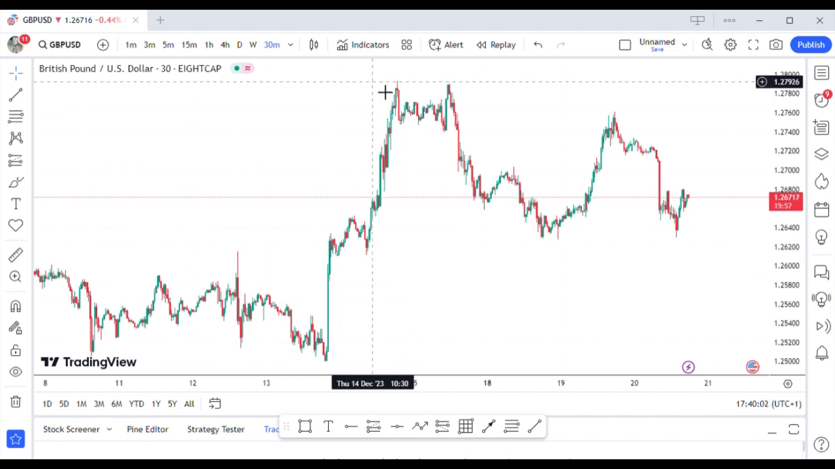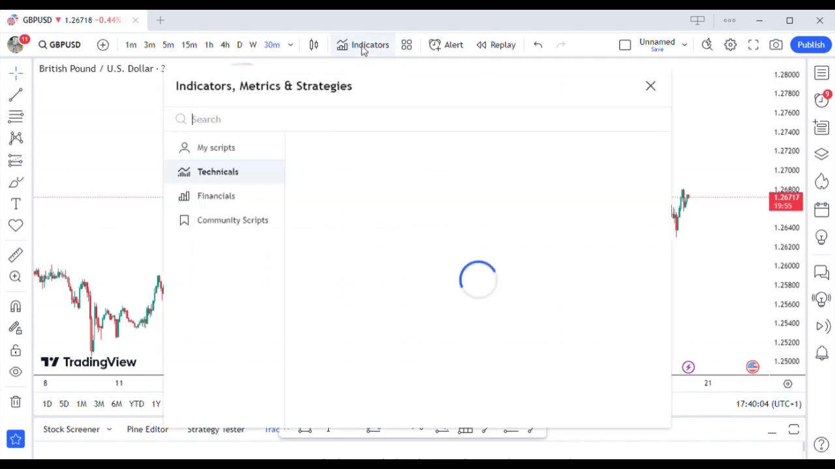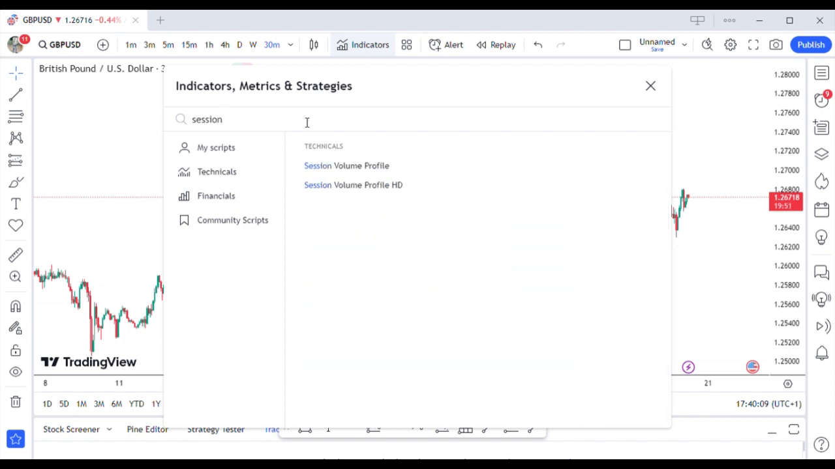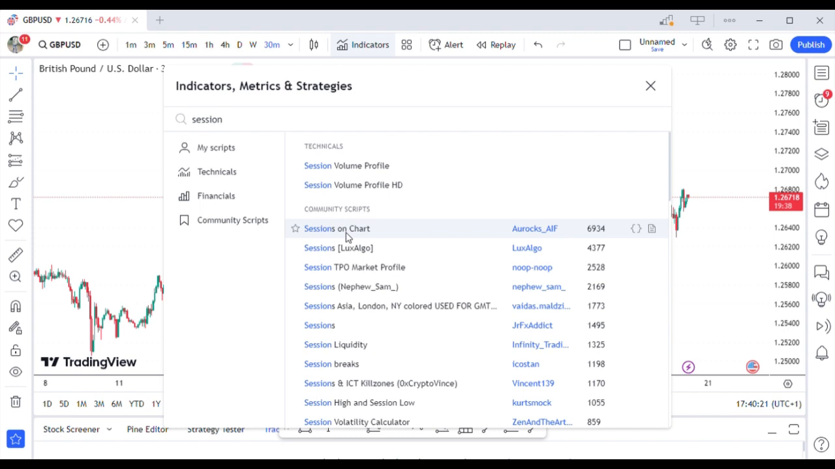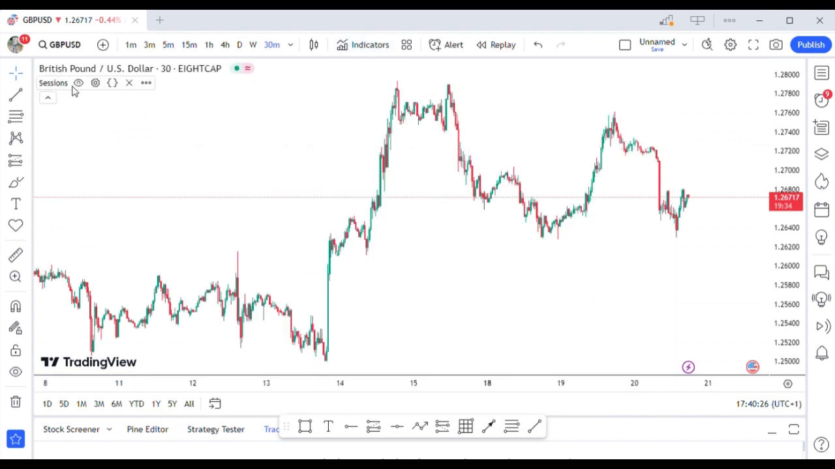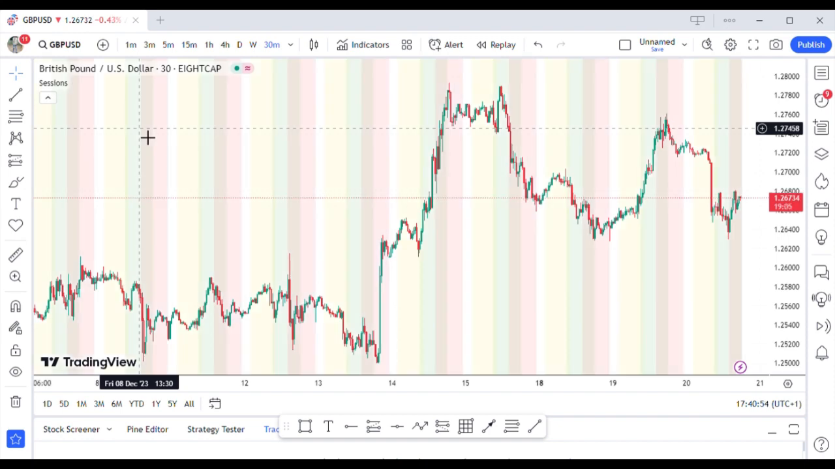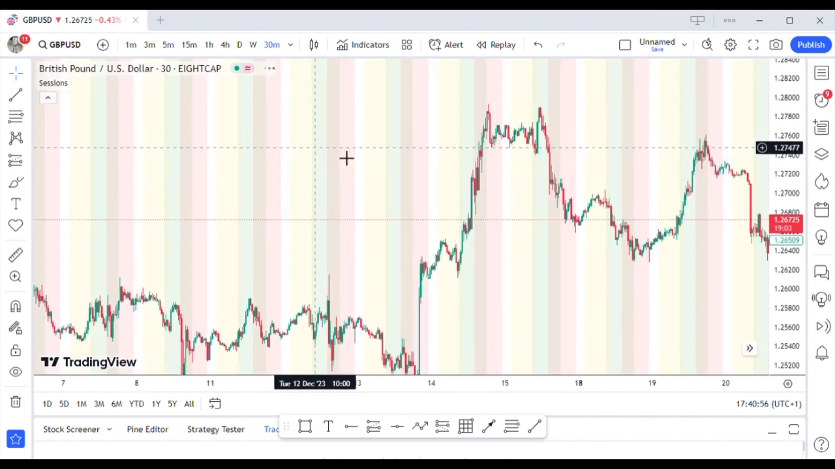So go to your chart, and here you're going to see the indicators. Click on indicators and search for session. Then you see Session on Chart. Click on Session on Chart, and automatically it's going to appear on your chart. It's still loading, so let's just wait for it. Once it appears on your chart, I'm going to lead you through how to set it up. You can see it's already displaying on our chart.